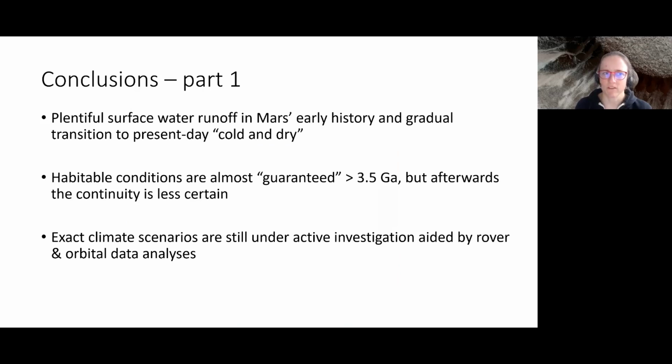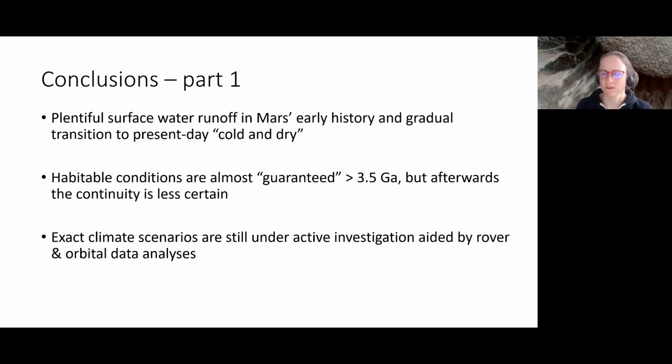So I hope that I convinced you that there was plenty of surface water in Mars's early history, and that that wet period was actually quite long-lived, and we see a transition via the occurrence of alluvial fans and deltas to a drier present-day Mars.